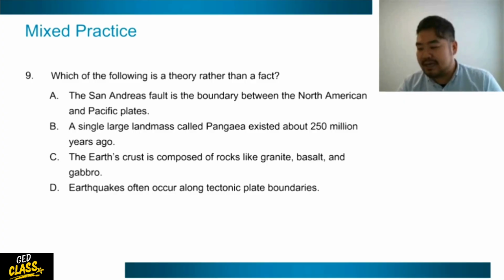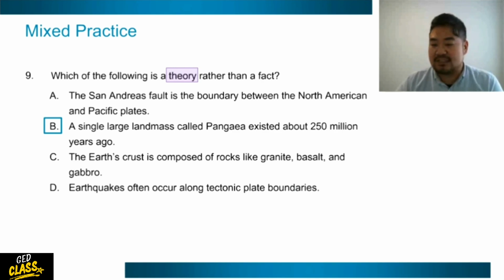Okay, so question number 9 is asking us this. Which of the following is a theory rather than a fact? And I'm going to highlight that big word there saying theory. Remember, facts are things that can be verified. Which of those choices cannot be verified? The correct answer here is going to be answer choice B.